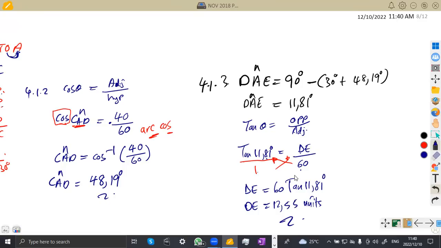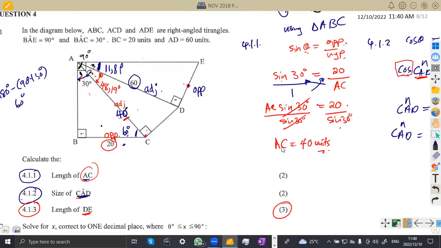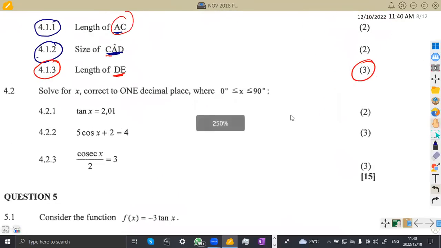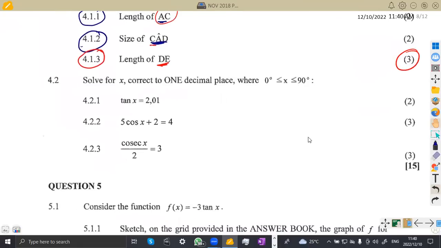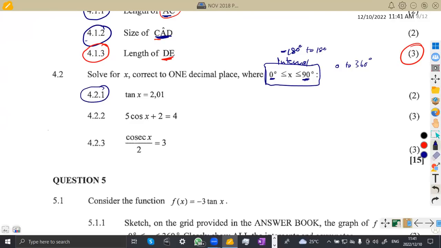If we can check properly, but you just have to revise, guys, as many questions as possible so that it can be more direct than it looks right now. All right, on 4.2, we are given an interval for x, that our x is supposed to be taken from 0 to 90 degrees. Sometimes they can give you from negative 180 to 180, from 0 to 360. So work with the given interval that you have here. From the interval of 0 to 90 degrees, we are supposed to calculate the first one, 4.21, which is tan x is equal to 2.01.